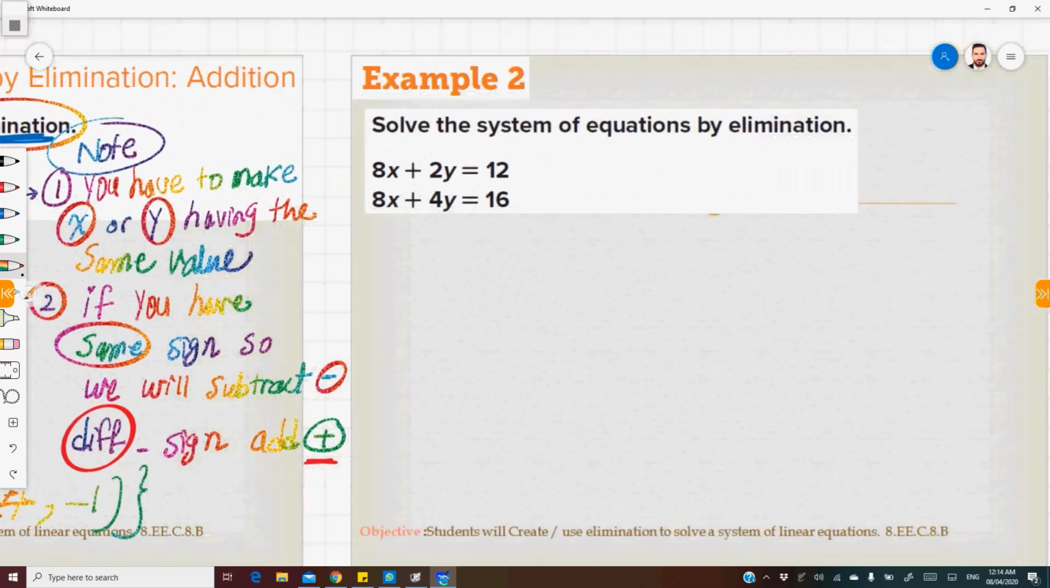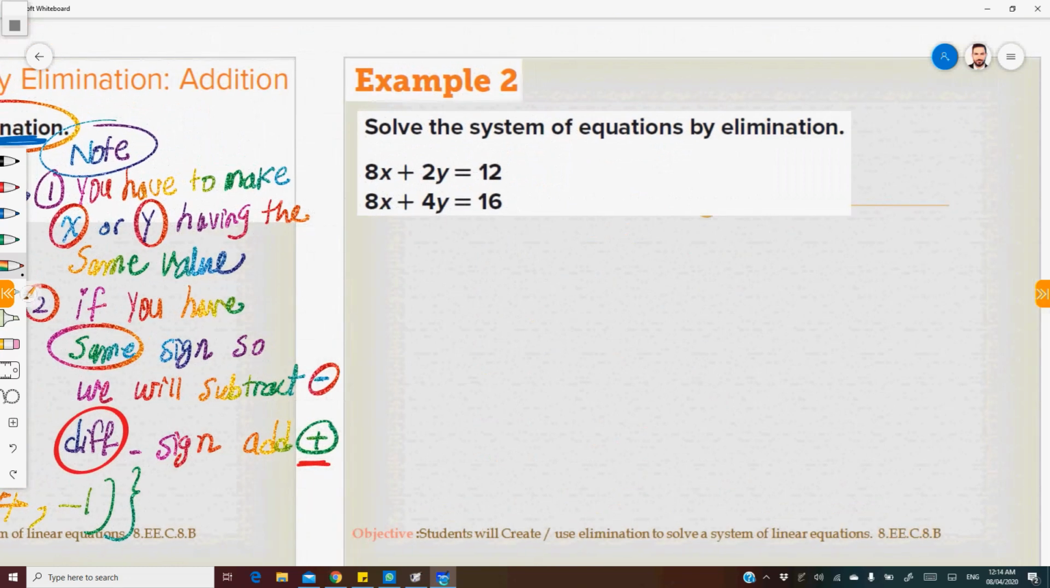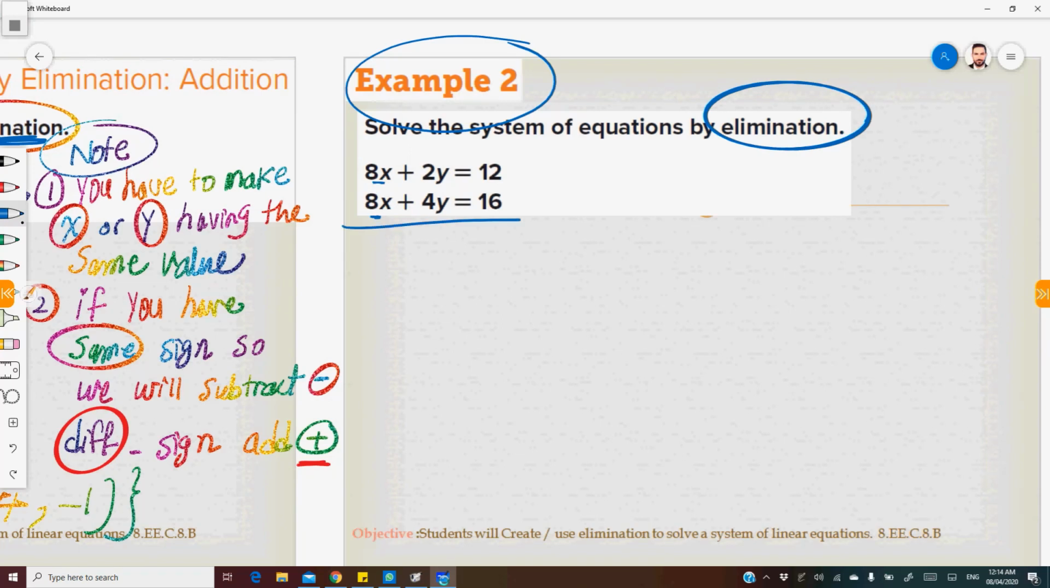And just leave the notes here in front of you in the video. I would like to explain example number 2 here: solve a system of equations by elimination. I have similar x here, so I know that I will eliminate the letter x. I will eliminate x with x, combine y with y, and combine the number with the number. Let's see what we will have.